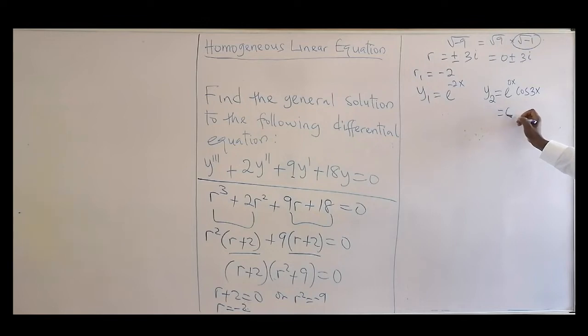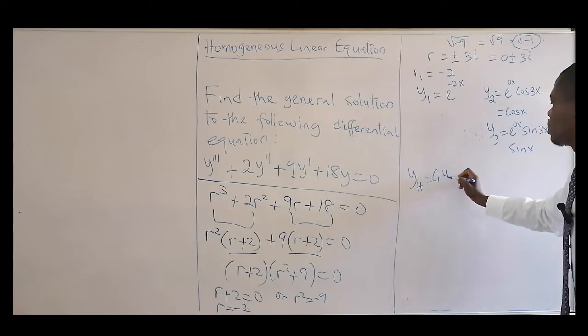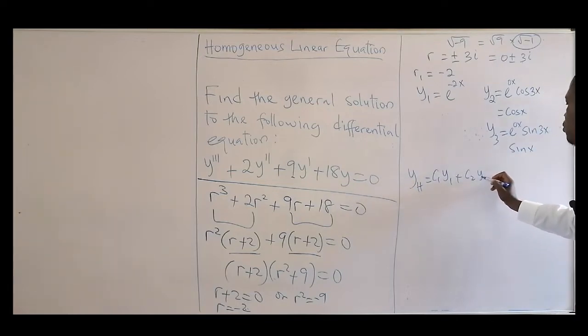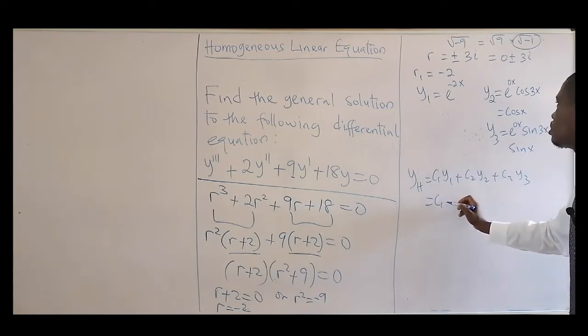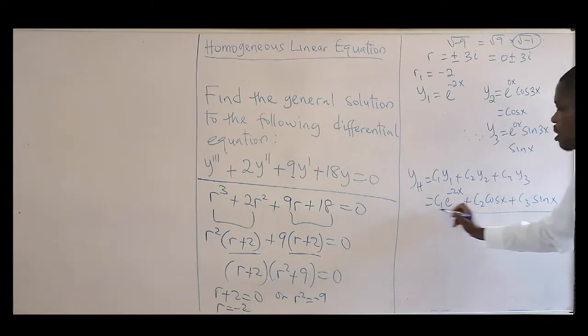So this is equal to cos 3x. The third one, which is y3, will be equal to the same thing, and then sine 3x. So the general solution for this question is equal to c1 y1 plus c2 y2 plus c3 y3. And that will be equal to c1 e to the minus 2x plus c2 cos 3x plus c3 sine 3x. Okay, so that's that one.